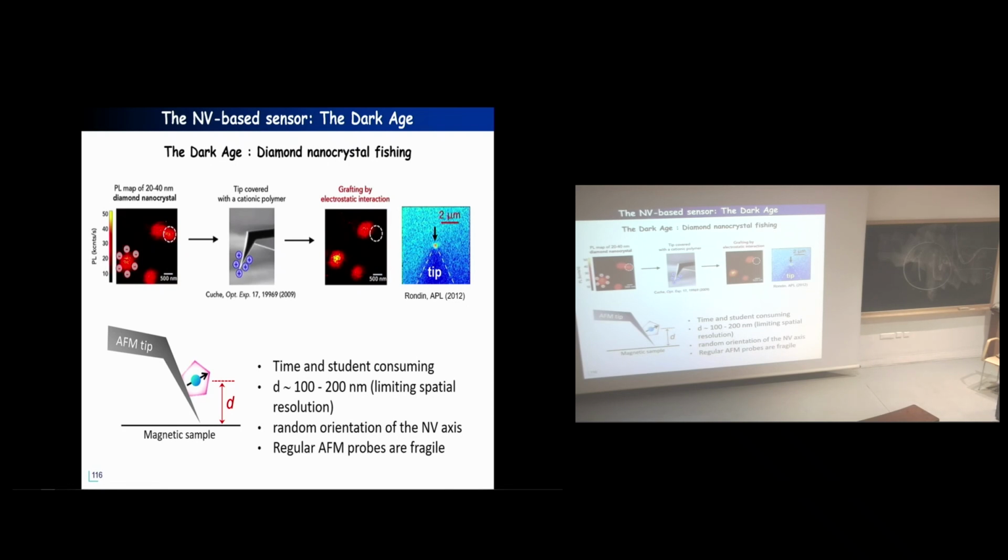You can imagine that this technique is extremely time and student consuming. And because nature is often unkind, you cannot stick this guy at a distance smaller than 100 nanometers, so the resolution is pretty limited. You have a random orientation of the NV axis, and the worst is that regular AFM probes are quite fragile. I don't care to change an AFM probe twice, 3, 10 times a day, except if the student spent 2 weeks to fabricate this guy.